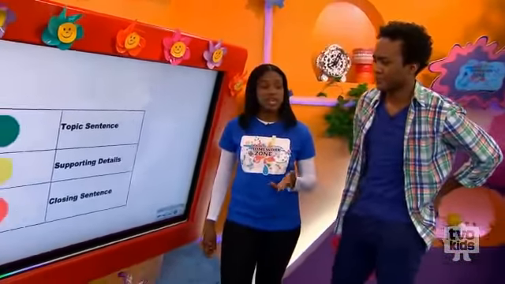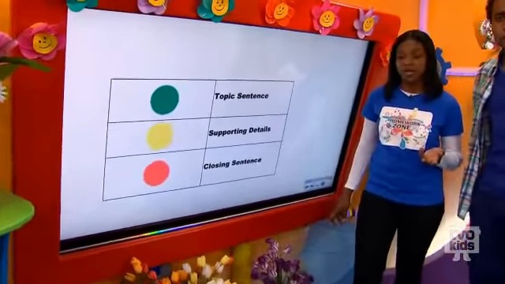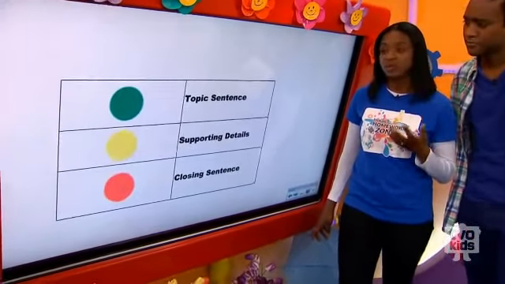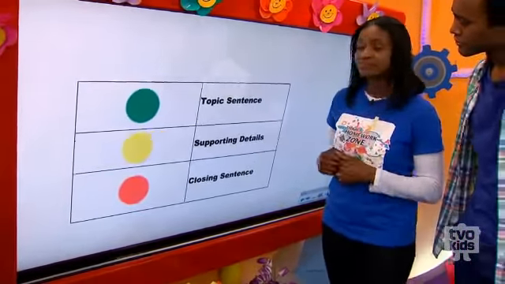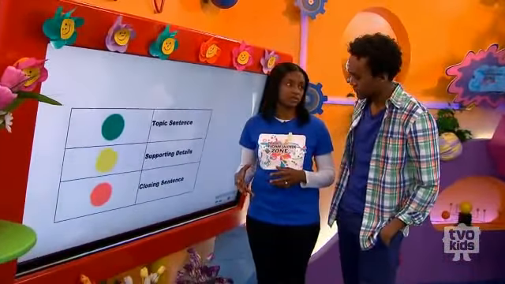So we can use the traffic light. That's a strategy that you can use, the traffic light writing. So if we think of the green light as the topic sentence, the yellow light means supporting details, and the red light means a closing sentence.